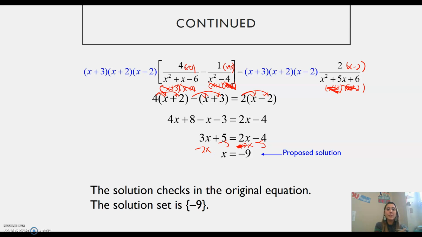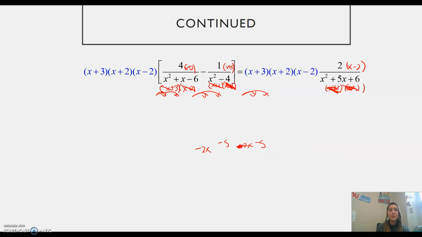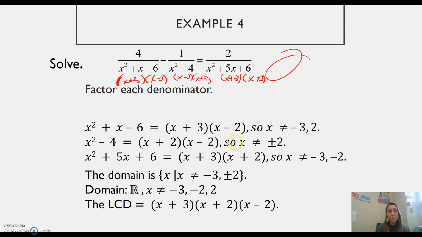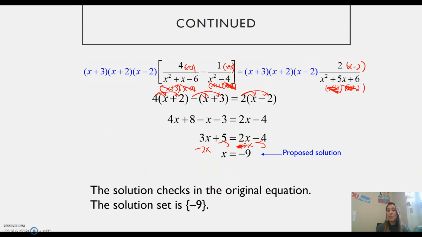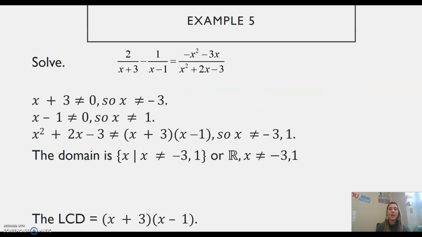So now we just have to make sure that it fits in the original solution set. So remember, our original solution set says in our domain, it's going to be every possible solution, but if it's -3, -2, or +2, not going to work. And -9 is not one of those, so the solution set is going to be -9, meaning the answer is -9. All right. So we are going to do the same thing here.